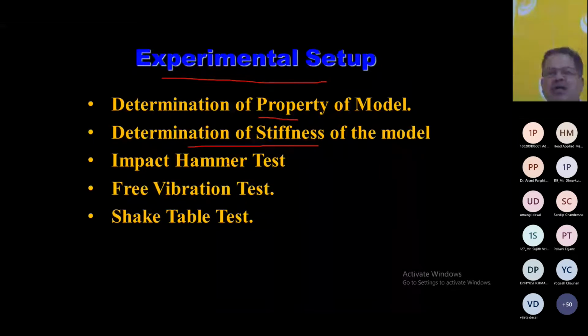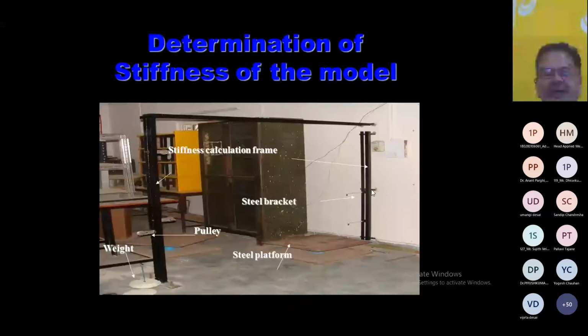And we have an impact hammer with us. So we have a shake table. So we perform this test. We perform the impact hammer test. We perform the shake table test, free vibration test, right? So this is a very simple arrangement we made to measure the actual stiffness of the model, actual stiffness, right? How we measure that, I will tell you.